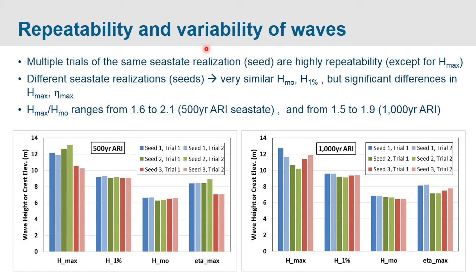From looking at these results, you can conclude that multiple trials of the same seastate realization are highly repeatable, except perhaps for the Hmax value. Different seastate realizations, called seeds here, give very similar HM0 and even H1%, but there are significant differences in Hmax and Etamax, which we see here. And Hmax to HM0 ratios for these tests range from 1.6 to 2.0 for the 500-year wave condition, and from 1.5 up to 1.9 for the 1,000-year wave condition.